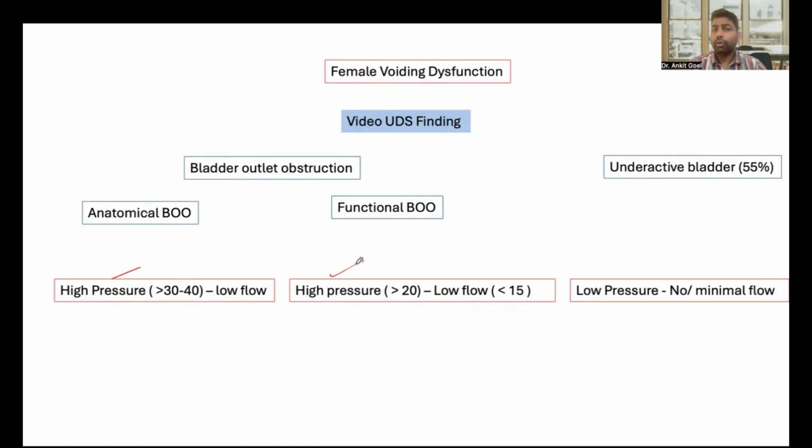So if you see in the voiding phase, the bladder outlet obstructions will definitely have good detrusor contractions, so the pressure would be higher. In an anatomical obstruction, since there is an obstruction, the patient is going to have higher detrusor pressure to overcome that. Theoretically, they are going to have a high detrusor pressure. Functional bladder outlet obstruction will also have a higher detrusor pressure, but only to a particular level.